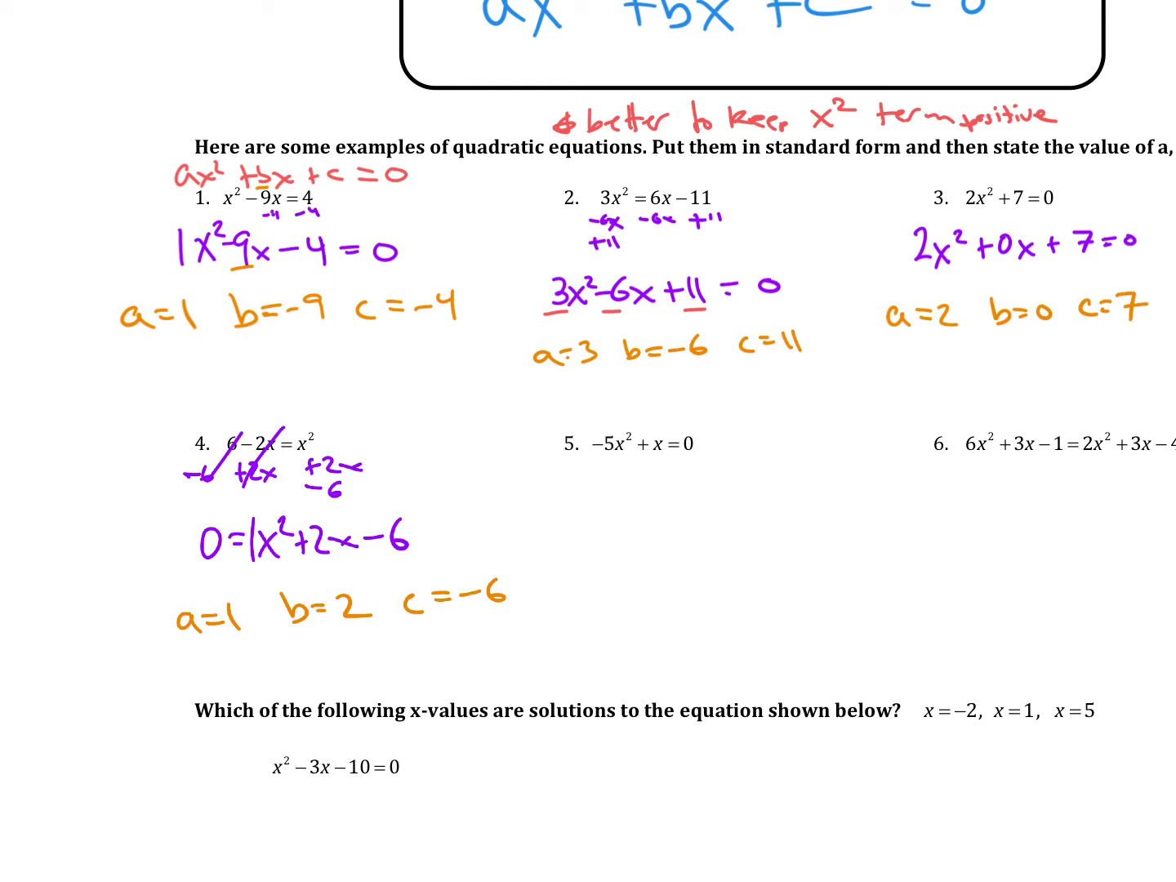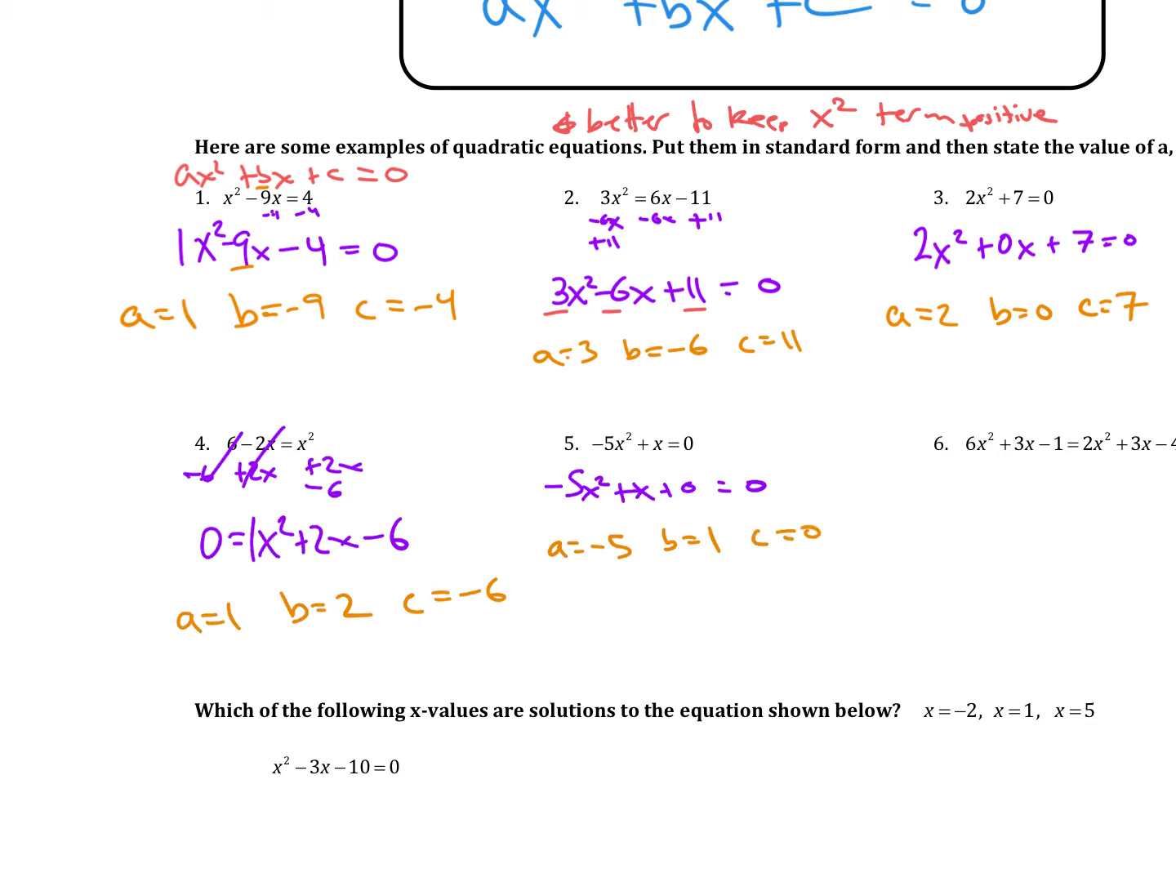For number 5, similar thing here. I've got x squared, I've got x, but there's no extra number at the end. There's no constant. So we could, again, think of it as plus 0 if I'm trying to write my a, b, and c. A would equal negative 5, b equals 1, c equals 0.